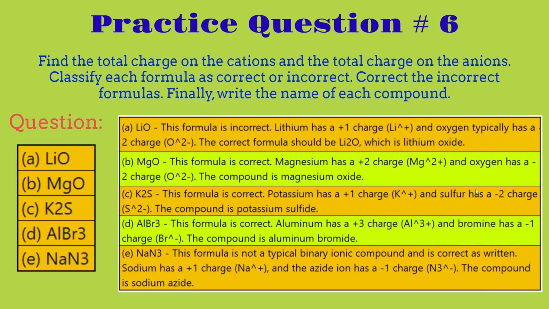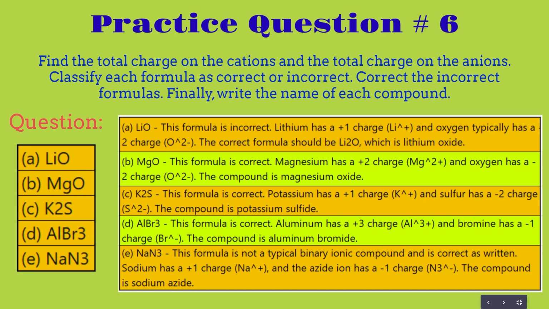So for the first one, what we basically have to do inside of all these questions is write the correct name and figure out if it's incorrect or if it's correct. If it's incorrect, then we need to write the correct name and also the correct formula. So the first one, we have lithium and oxygen. So once those two combine, we have lithium oxide, and we know this is incorrect.